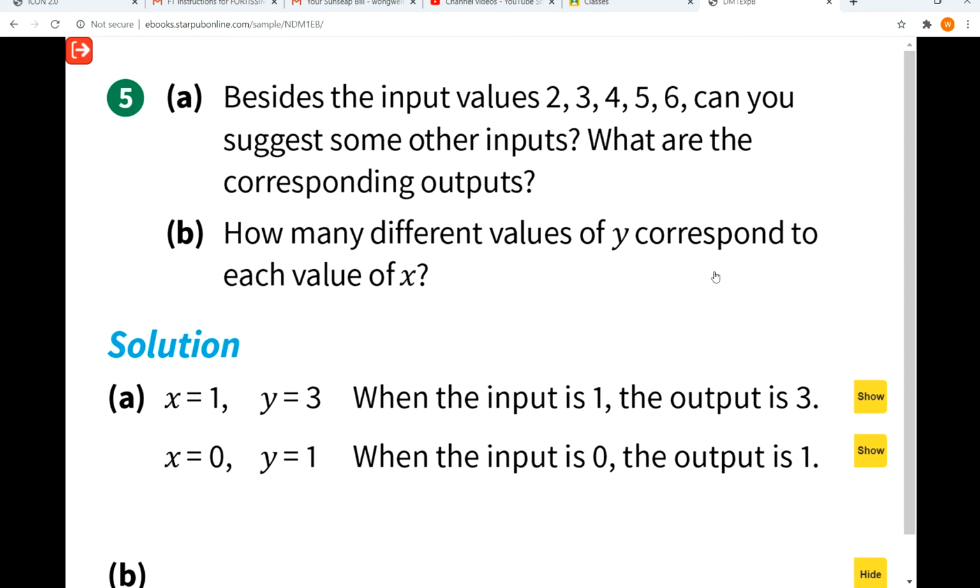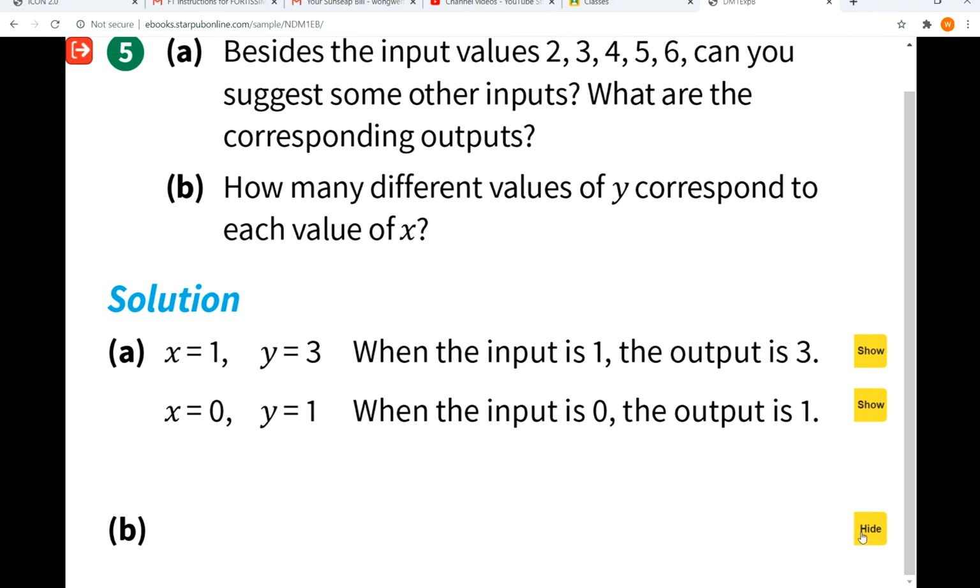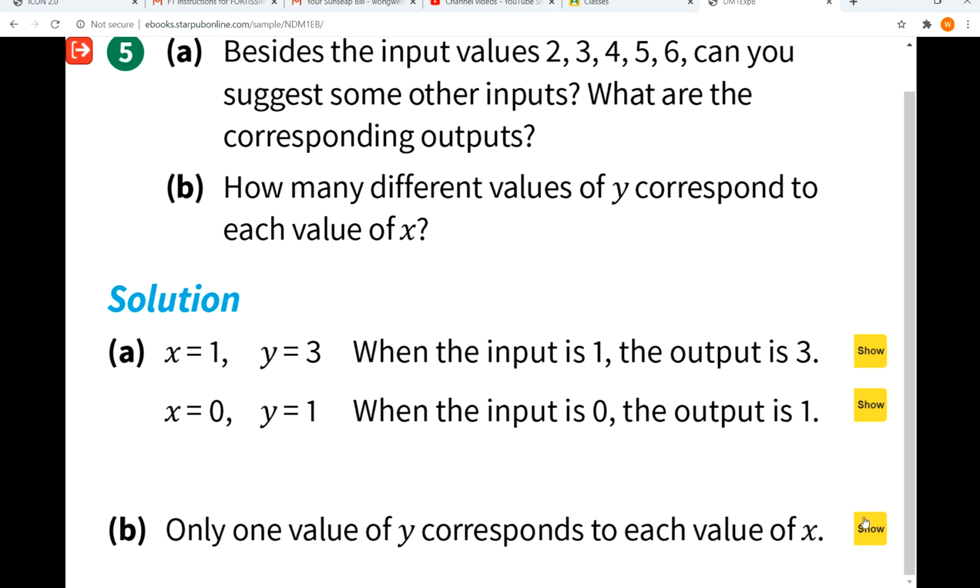Now part B, how many different values of y correspond to each value of x? When I give you an x value, how many different y will you get? Is there only one y value for each x value? According to the formula given by Si Ting, then yes, y equals 2x plus 1. When x has a certain value, y will have a certain value. Y cannot have two answers for each value of x.